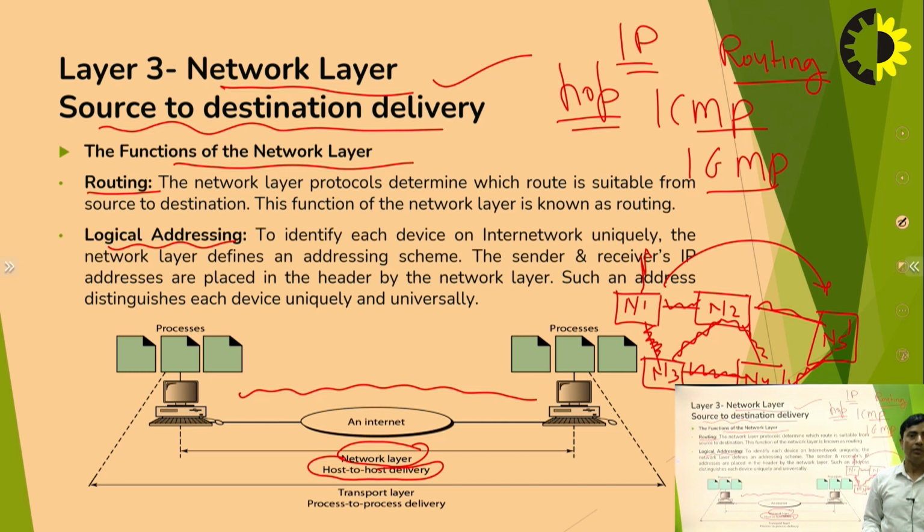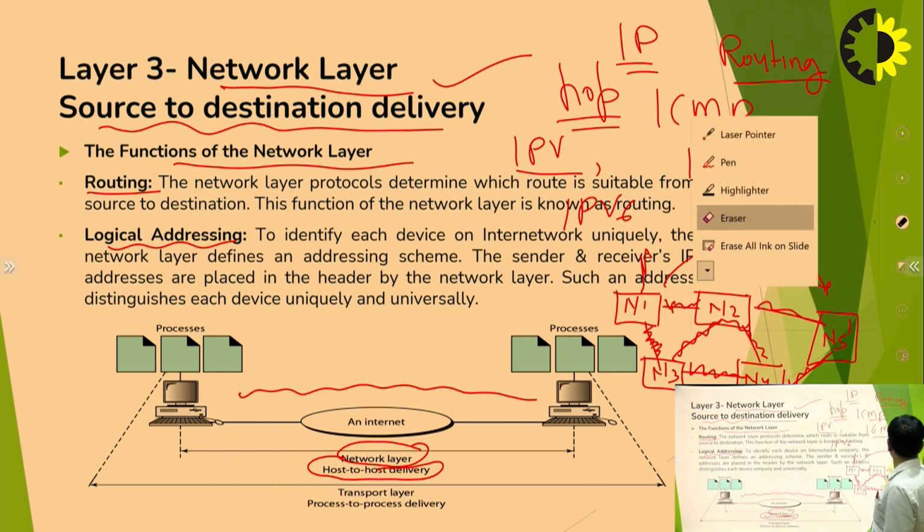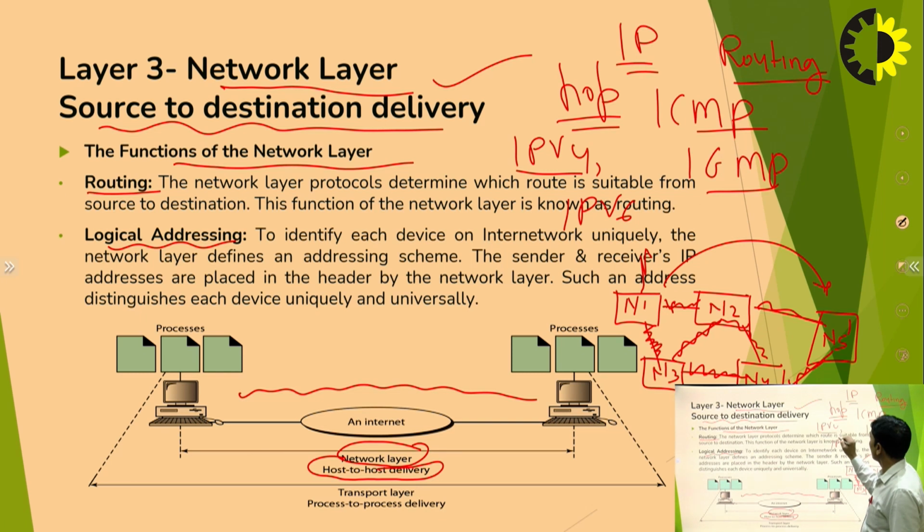Okay, so that is a part of logical addressing, and there are a number of different protocols like IPv4 and IPv6. Other protocol, IP version 5, not this; this is the IPv4, not 5. IPv4 has the 5 classes A, B, C, D, E.